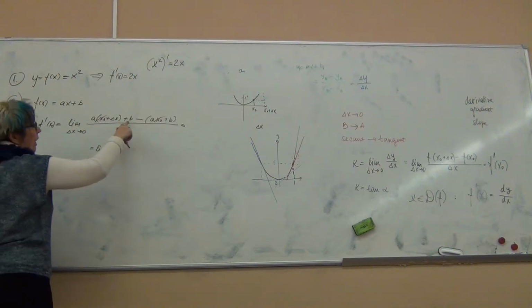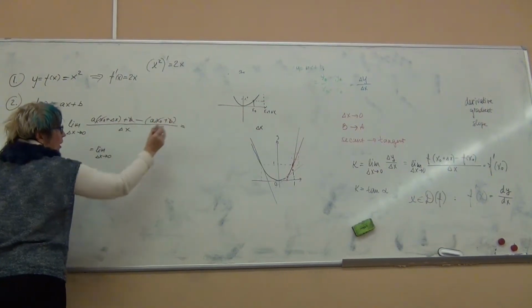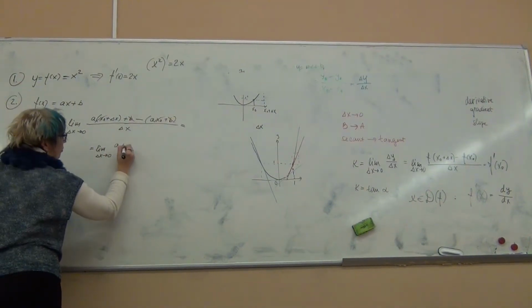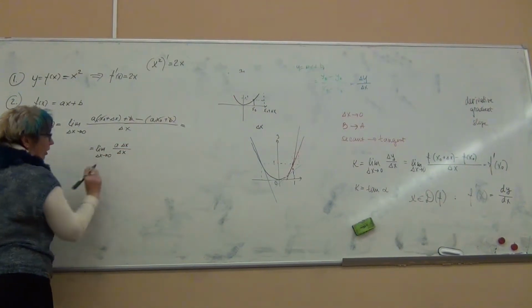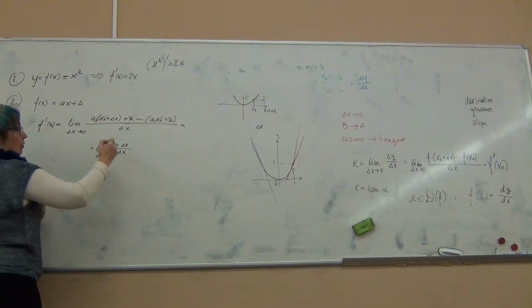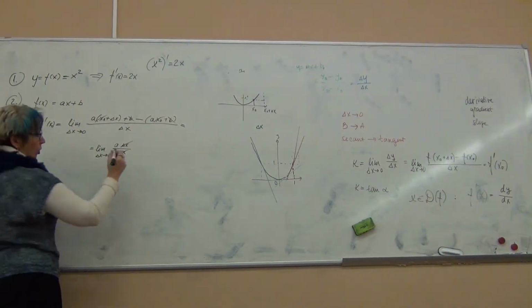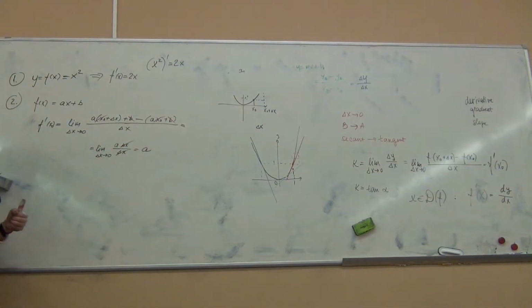Now b minus b cancel out. And now we have a times delta x divided by delta x. Obviously, delta x cancel out. So yes, we have a constant a. The derivative of a linear function is equal to its slope, of course. Of course, the gradient is the slope.